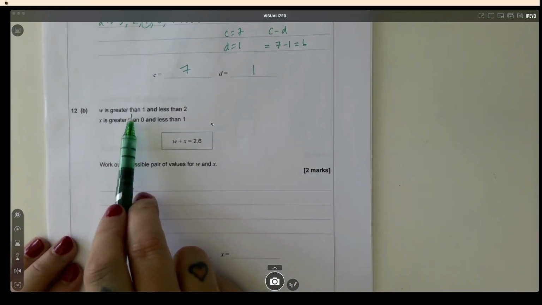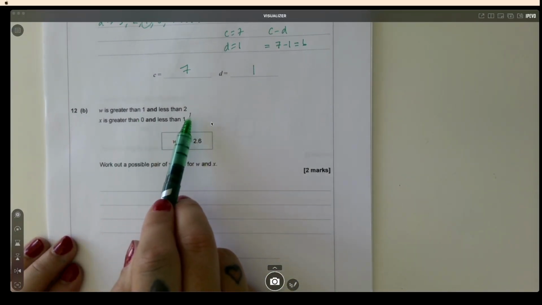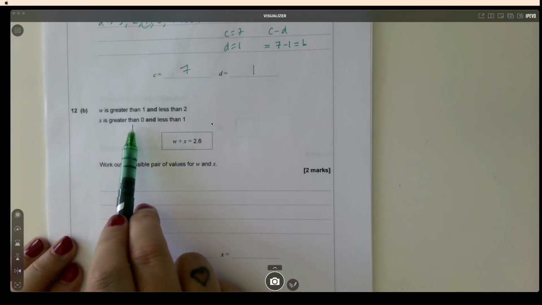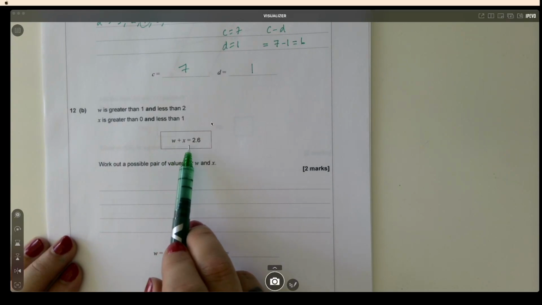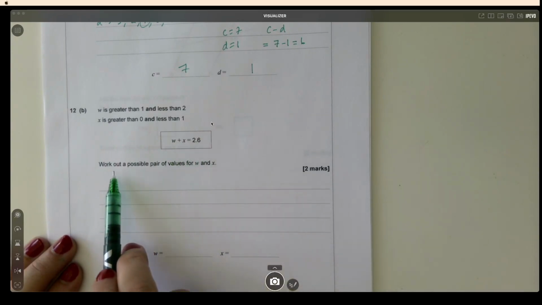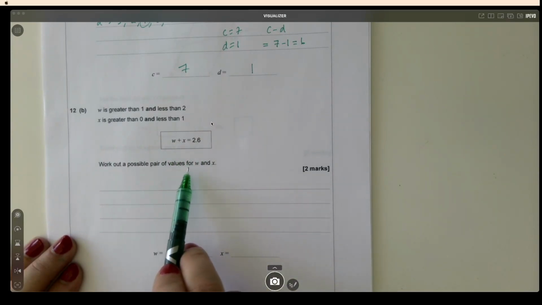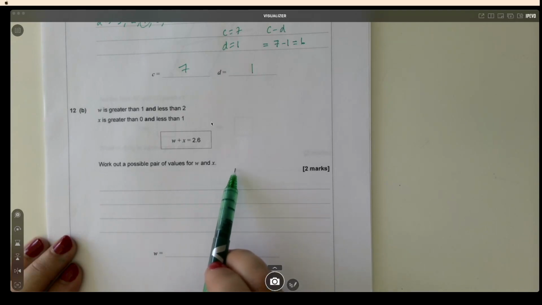12B, W is greater than 1 and less than 2. X is greater than 0 and less than 1. And W plus X is equal to 2.6. Work out a possible pair of values for W and X.